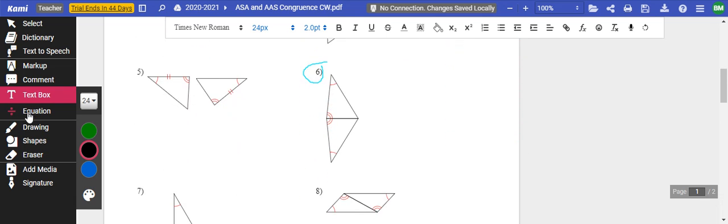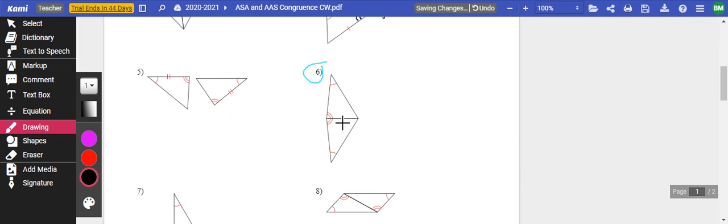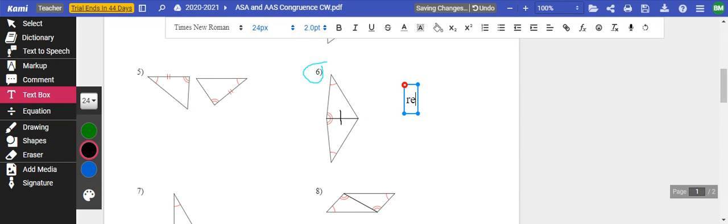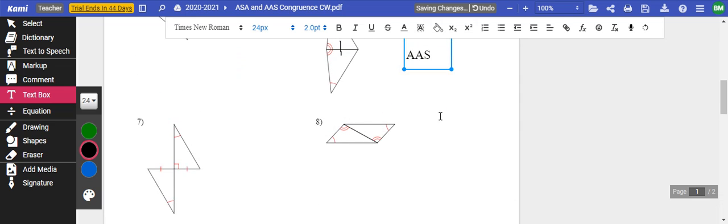Number 6. I've got reflexive showing here. So first I have reflexive to show one of the sides is the same. And then what proves that the triangles are congruent? I have side, angle, angle, or angle, angle, side here. So I can go angle, angle, side, and they're congruent.